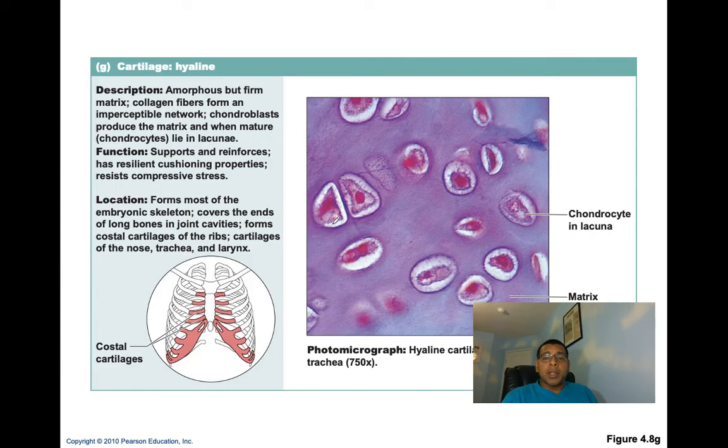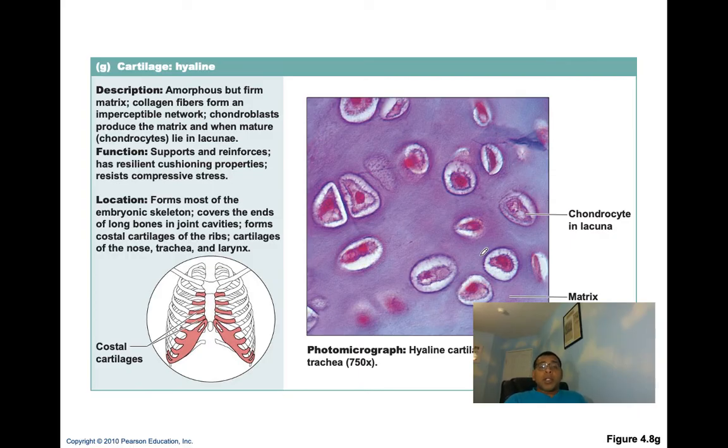Same thing here, and here and here and here and here. Everywhere. So when they mature, they're going to be found lying in the lacunae and they become chondrocytes. They're no longer chondroblasts. What's the function?